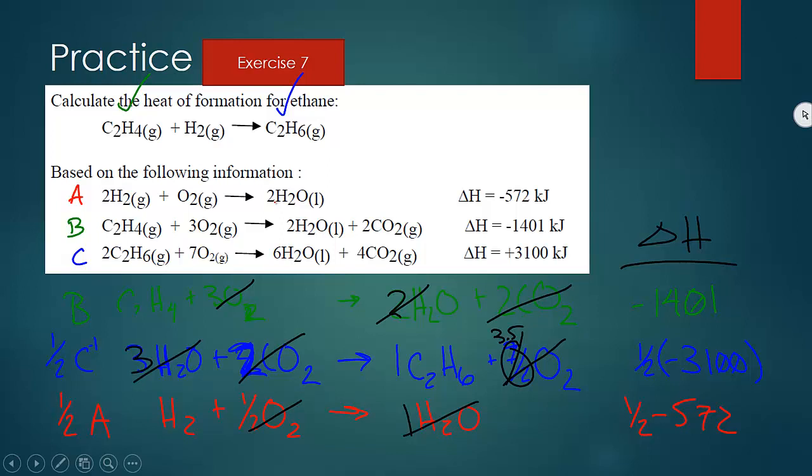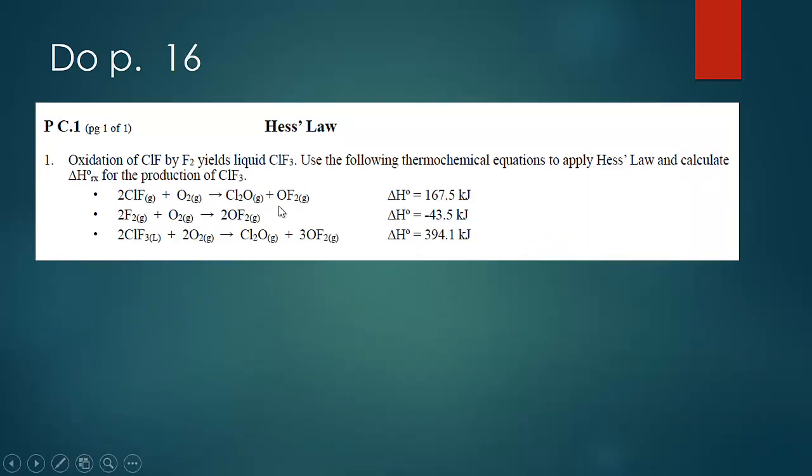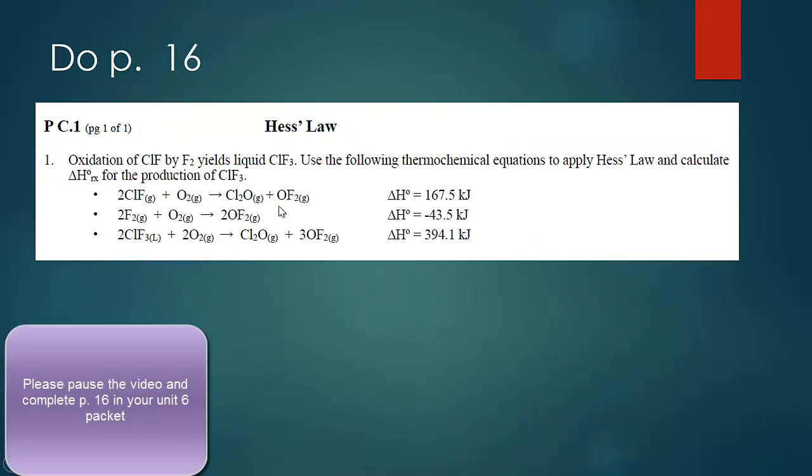Hopefully you were able to land that you take B as is, inverse C and half it, and half A, in order to end up with an overall reaction that matches the problem given. And therefore can determine that the enthalpy for this reaction is a negative 3,237 kilojoules for each mole of reaction. With that being said, you are able to do page 16 in your packet.